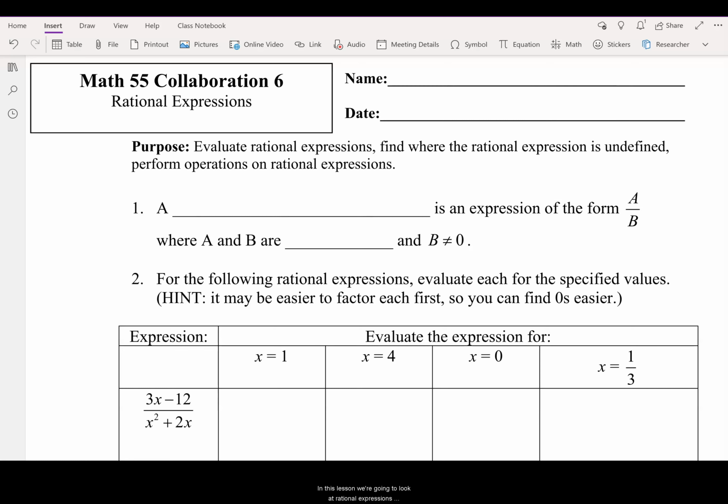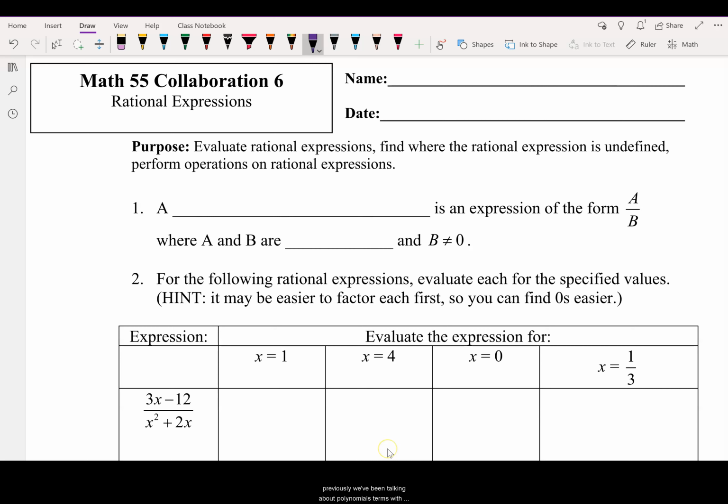In this lesson, we're going to look at rational expressions. Previously, we've been talking about polynomials, terms with variables and numbers. The variables have exponents, which are whole numbers. We've been practicing factoring them to break them down into smaller components with multiplication, and then with equations, being able to solve those equations for the variables.